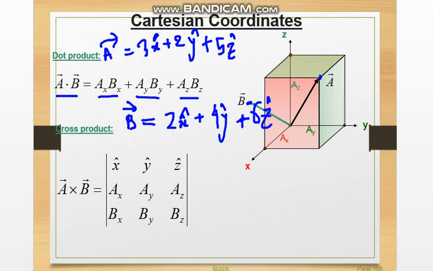So how could you really calculate it? You will just multiply these things: 3 into 2, that is this, then 2 into 4, and 5 into 6. You will find out the dot product out of it.